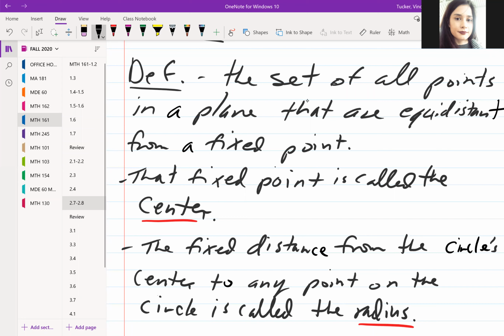Professor Tucker, I can't understand the last word. Where? You talking about radius? The radius. Okay. Yep, yep. I didn't know you meant last word.